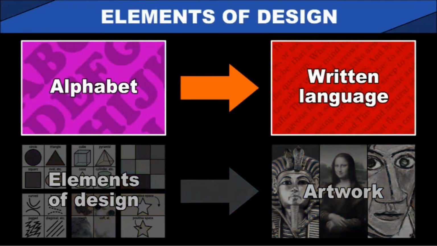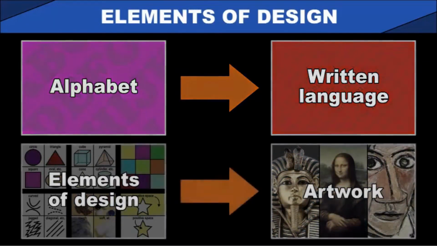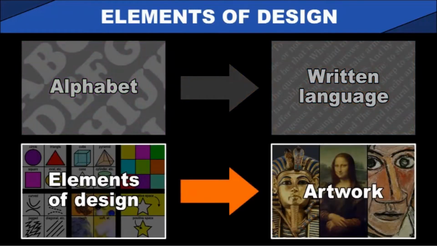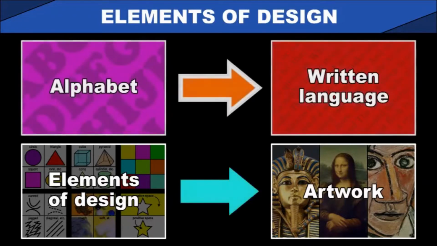The alphabet can spell any word. With elements of design, we can create any work of art. We can use words to write stories, poems, essays, lists, and more.